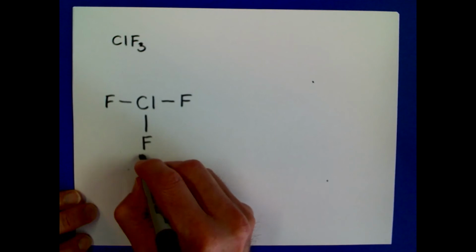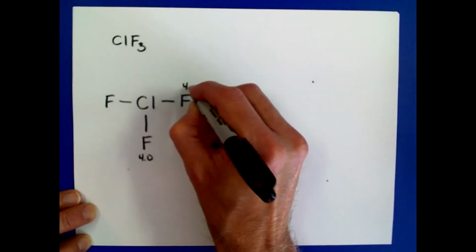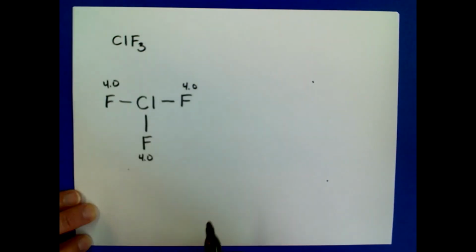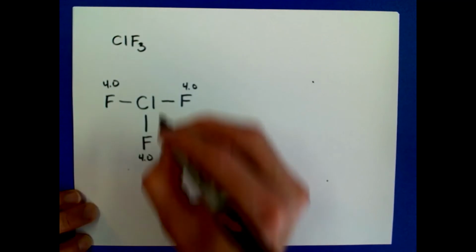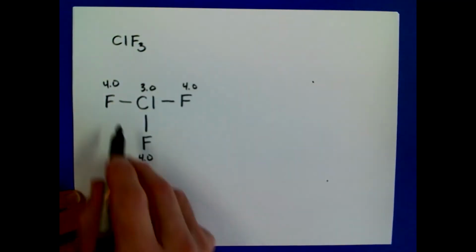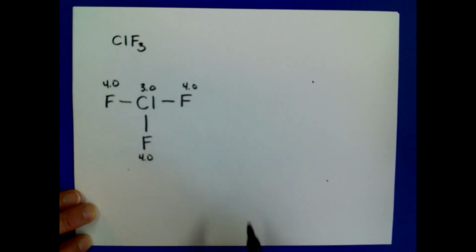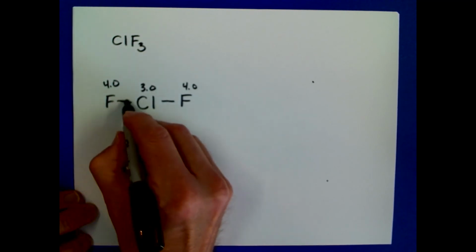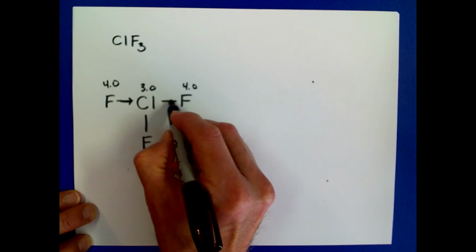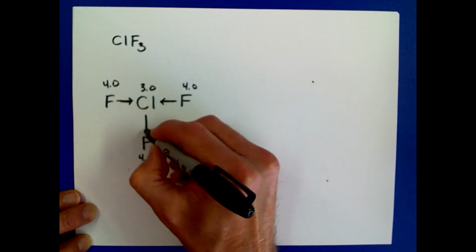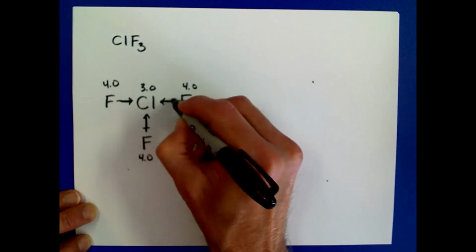We know that the electronegativity of fluorine is 4.0 and the electronegativity of chlorine is 3.0. So we have a difference in electronegativity of 1.0 along all three of these bonds. The dipole moments that result in each bond are going to point from the more electronegative fluorine to the less electronegative chlorine.